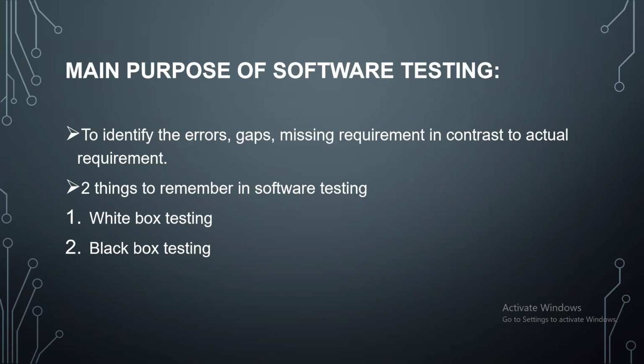Two more things to remember in software testing: white box testing and black box testing. So what do white box testing and black box testing mean? White box testing is testing the internal structure of the application or software. Whereas in black box testing, we don't test any internal structure or internal problems. We only check the external features, what that particular software is providing us.